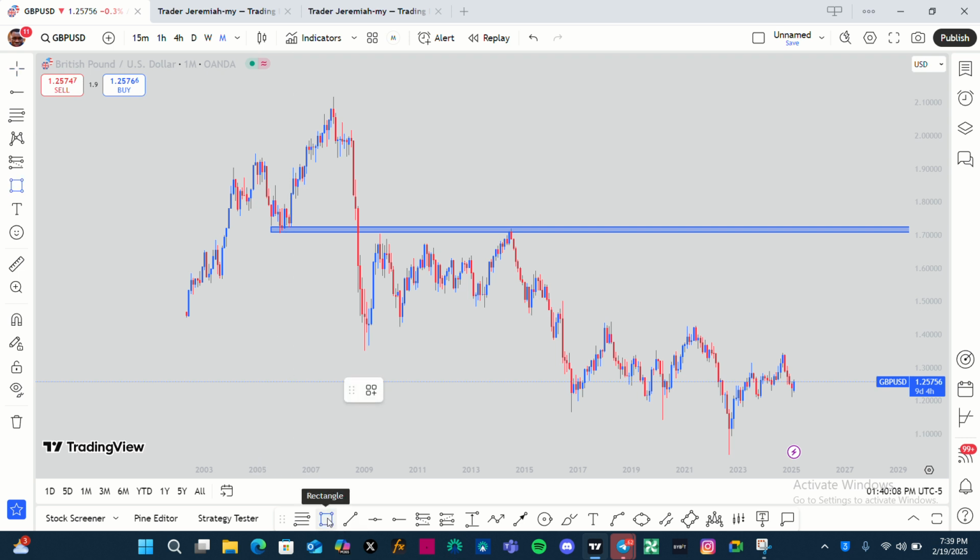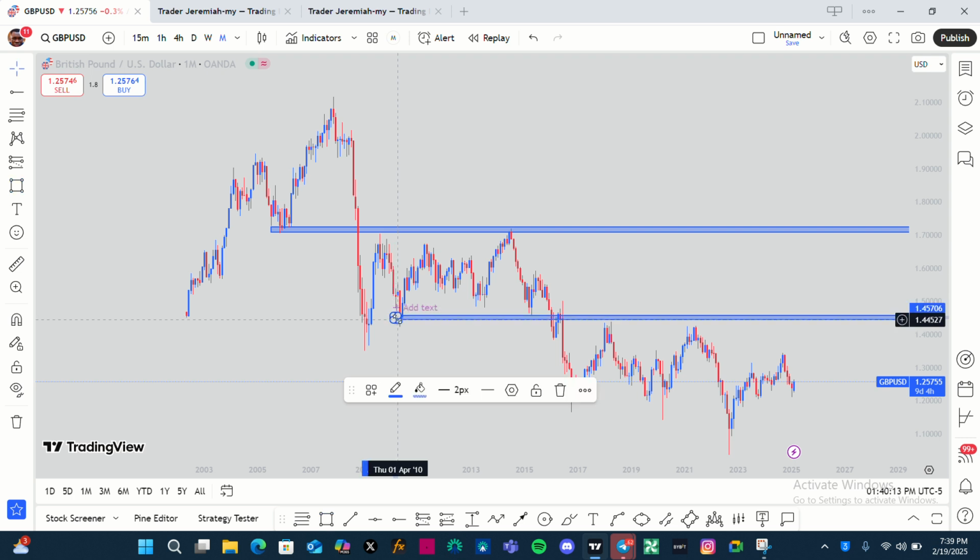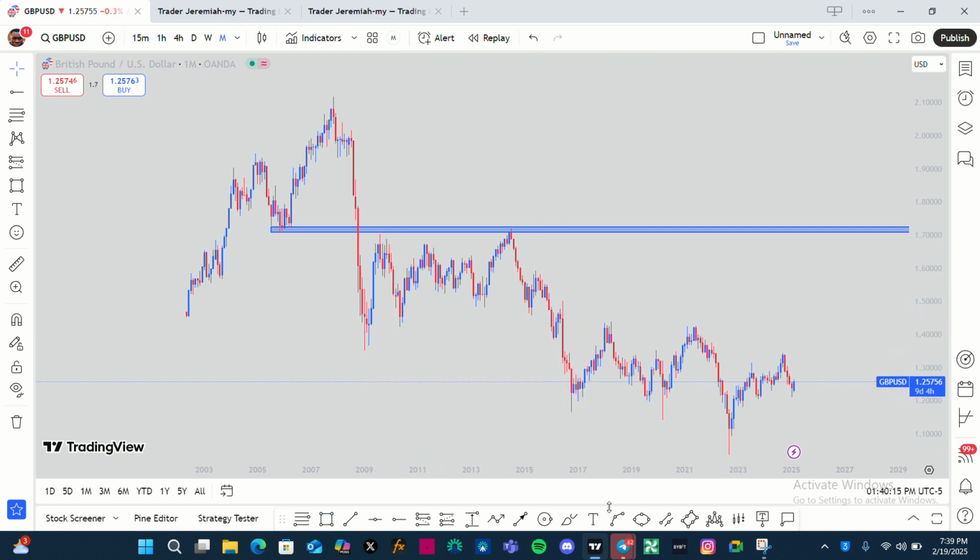Why is my chart a little different? What do you say? Is my chart a little different from yours? My chart is a little different from yours. Let me check it. And yet we are on the same thing.